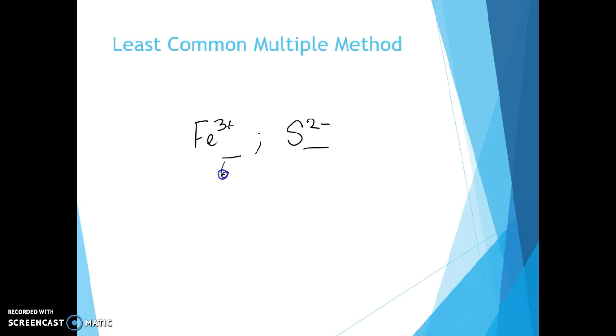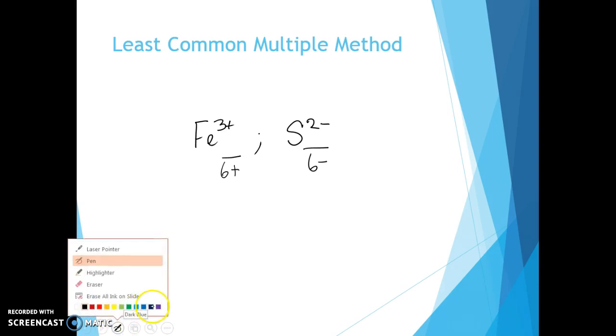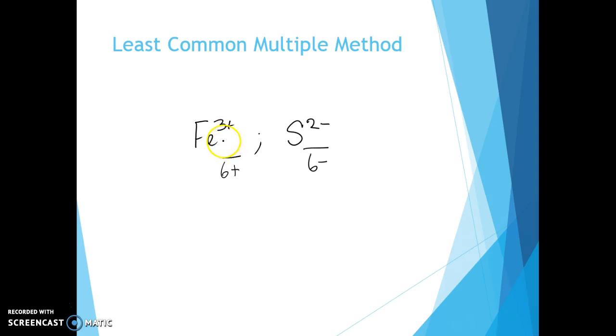So that means I need to lose 6 electrons, and I need to have 6 electrons gained. So to do that, I'm going to multiply this 3+ by 2, because I need 2 of those to get to a 6+. And I'm going to multiply this 2- by a 3, because I need 3 of those to go to a 6-. Well, those numbers represent the number of each of those ions that are needed to make a formula that has the same number of electrons lost and gained.